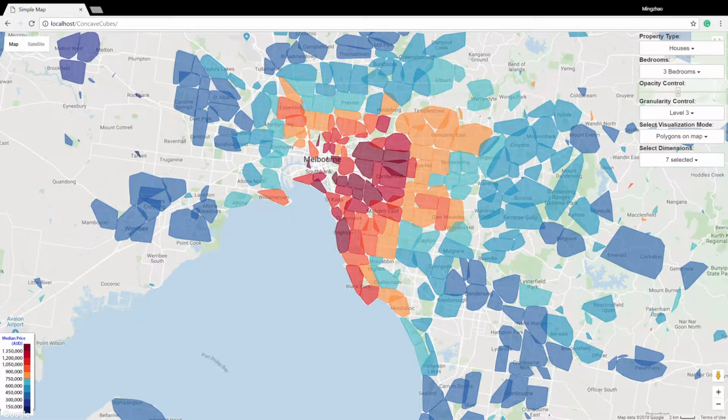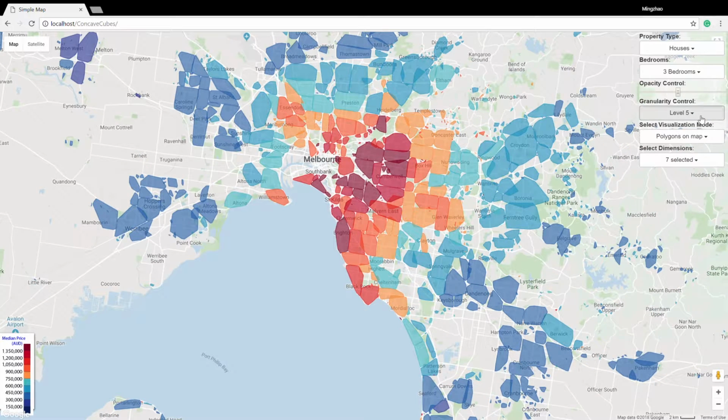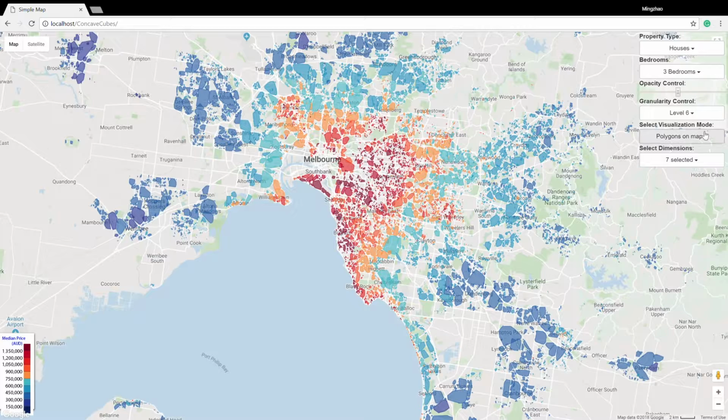To better illustrate the idea, we also provide a function to change the granularities while staying at the same zoom level. Changing to finer granularities, we can see that some large clusters might break into multiple smaller clusters.